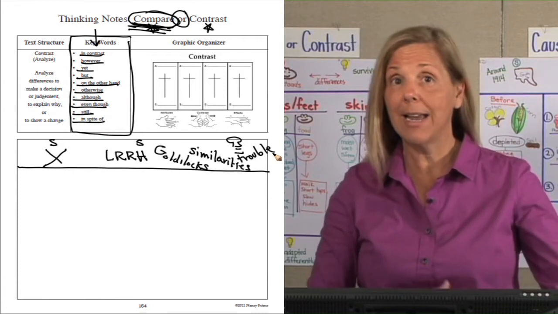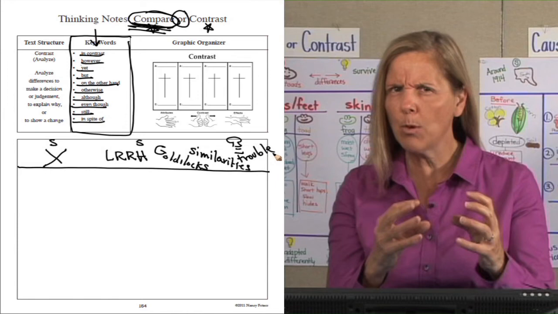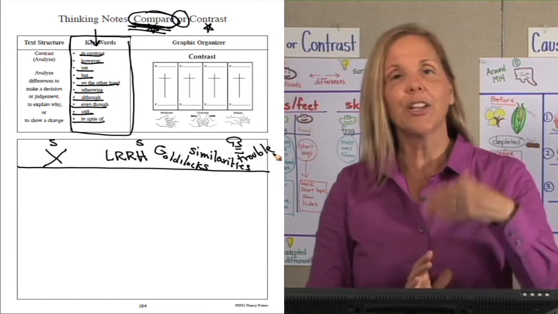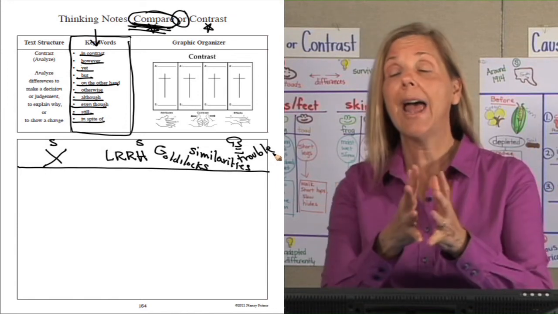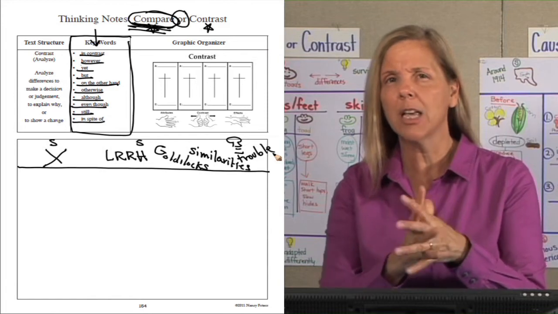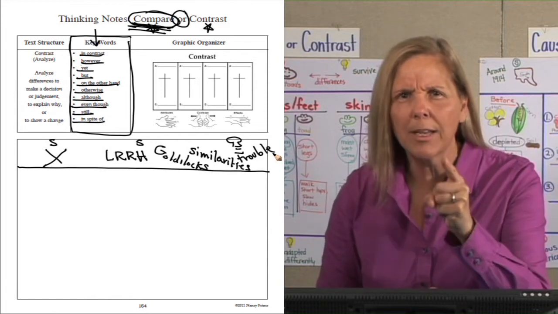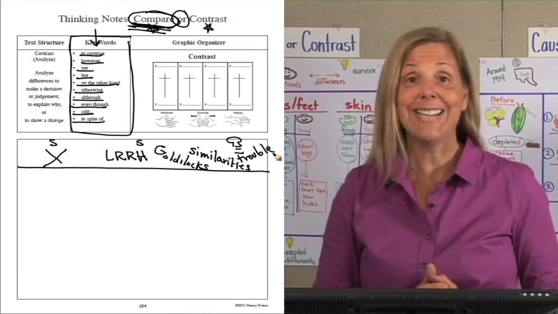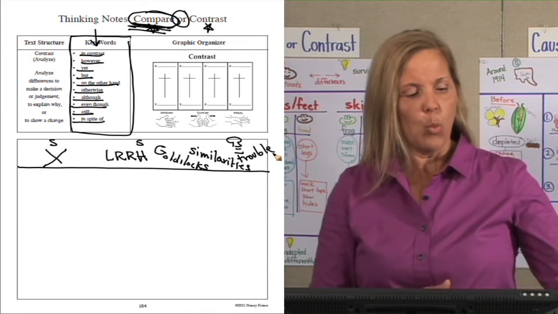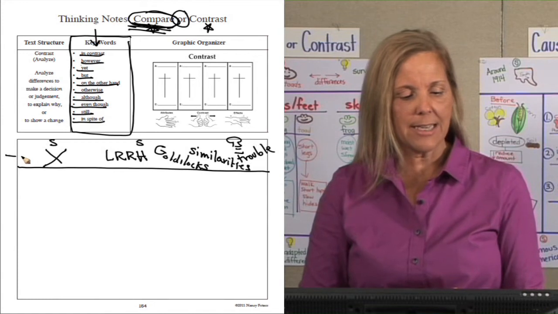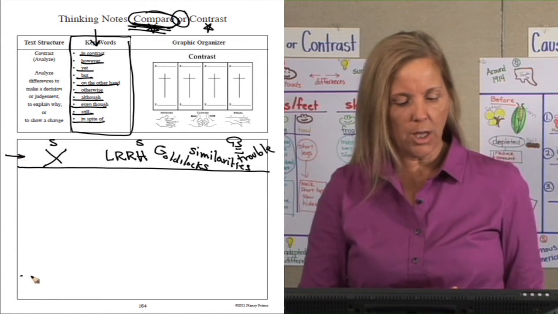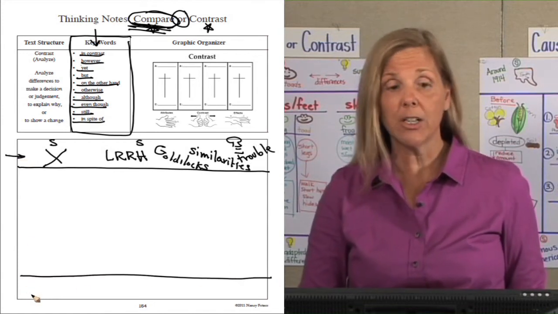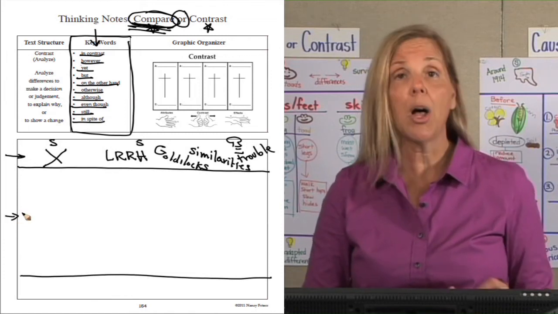Let's read our big idea so we really know why we're going to do this comparison. Little Red Riding Hood and Goldilocks have many similarities, which explains why both got into trouble. That's a great big idea. I love it. We have our topic sentence at the top. I'm going to draw a line down at the bottom so I have an area for my conclusion, but we are heading to the body now.